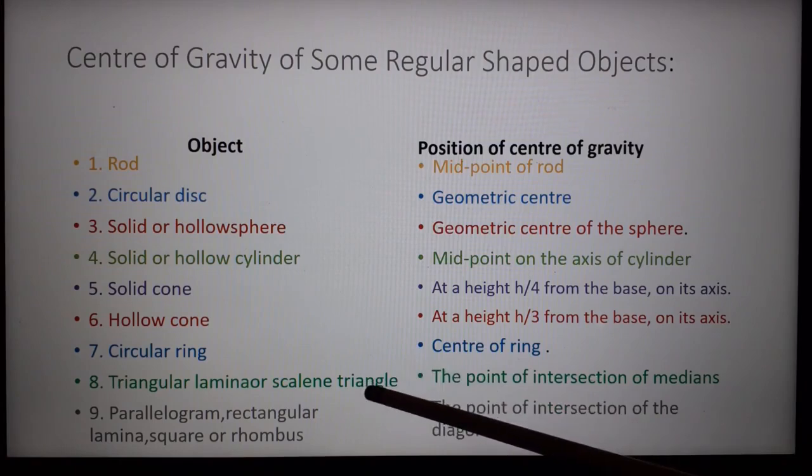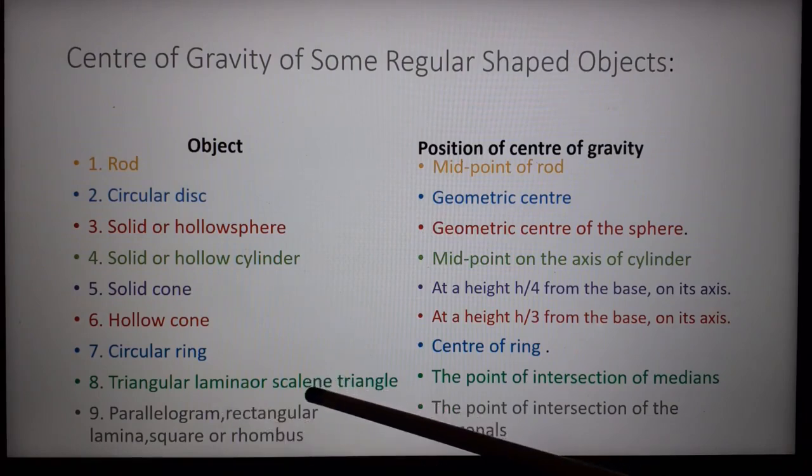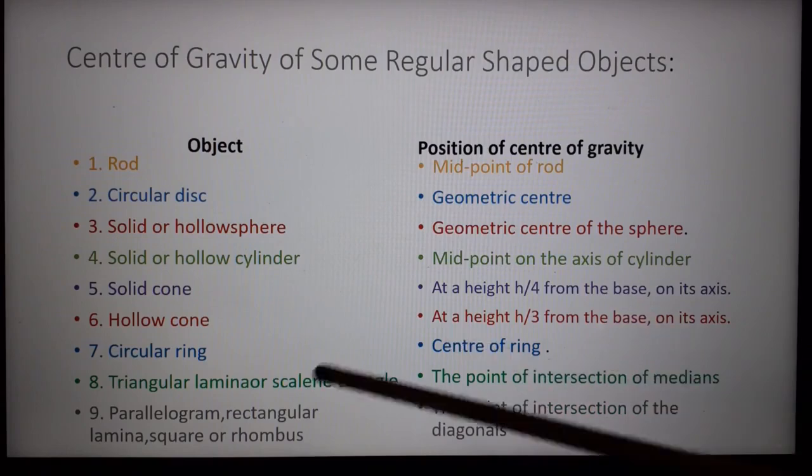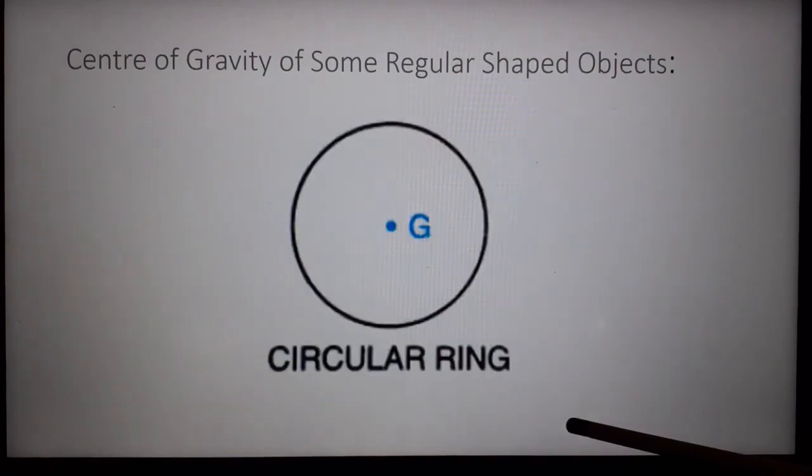Triangular lamina: if we consider a page of our notebook, then it has length and breadth, but the thickness of the paper is negligible compared to length and breadth. So as thickness is negligible, we can say it's a lamina. So all the 2-dimensional objects, we call them lamina, right? So for a triangular lamina or a scalene triangle, it is the point of intersection of medians. Parallelogram, rectangular lamina, square, rhombus: you have to draw 2 diagonals. So the point of intersection of diagonals will give you the center of gravity.